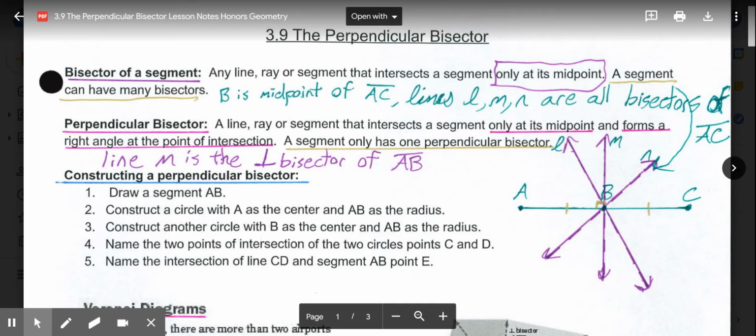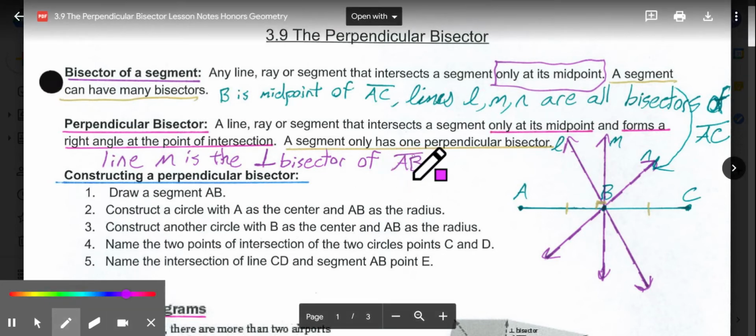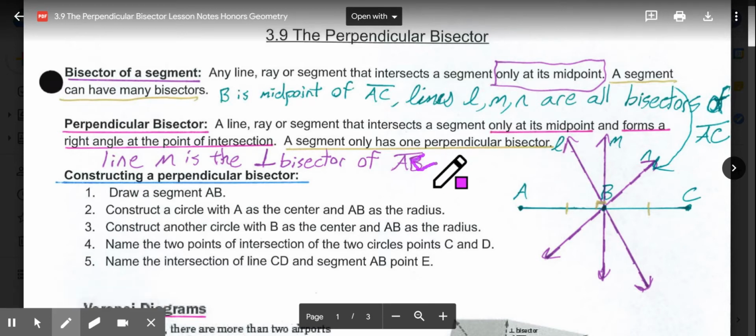In my example over here, line M is the perpendicular bisector of segment AC. That should say AC, not AB. My apologies there. So it's the perpendicular bisector of AC, meaning it cuts it at point B, the midpoint, and meets it at 90 degrees.